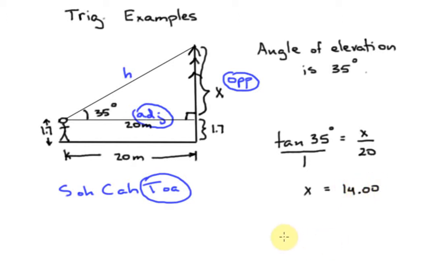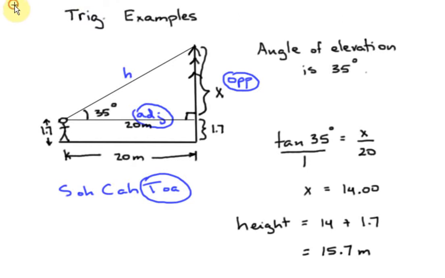Now don't forget, to get the height of the tree, I have to add 1.7. So it's going to be 14 plus 1.7. So we think the height of the tree is 15.7 meters. That's my first example wrapped up.